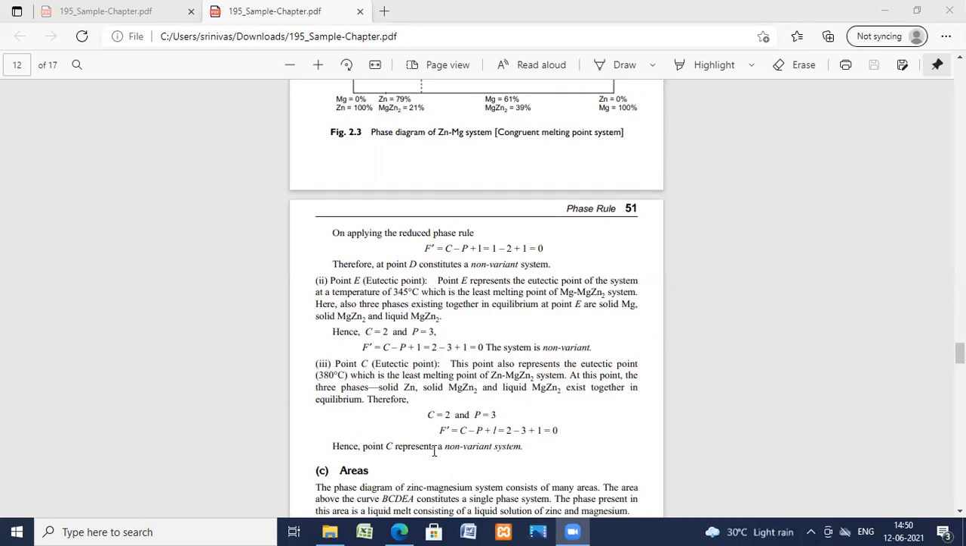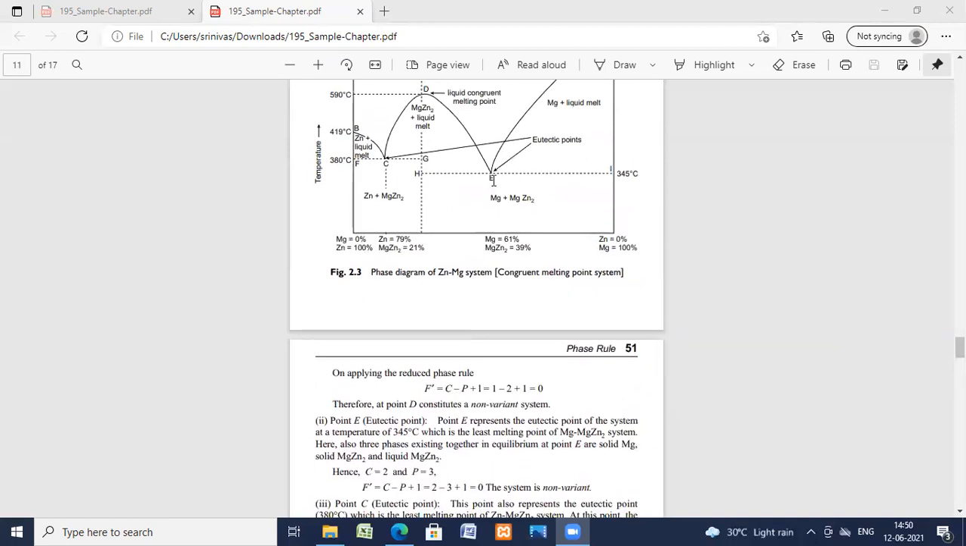So at point D and point E, ZnS is in equilibrium. Yeah, this is point E. Zinc solid is in equilibrium with MgZn2, which is in equilibrium with solution. So P is equal to 3, C is equal to 2, F is equal to C minus P plus 1. F is equal to 2 minus 3 plus 1. F is equal to 0.